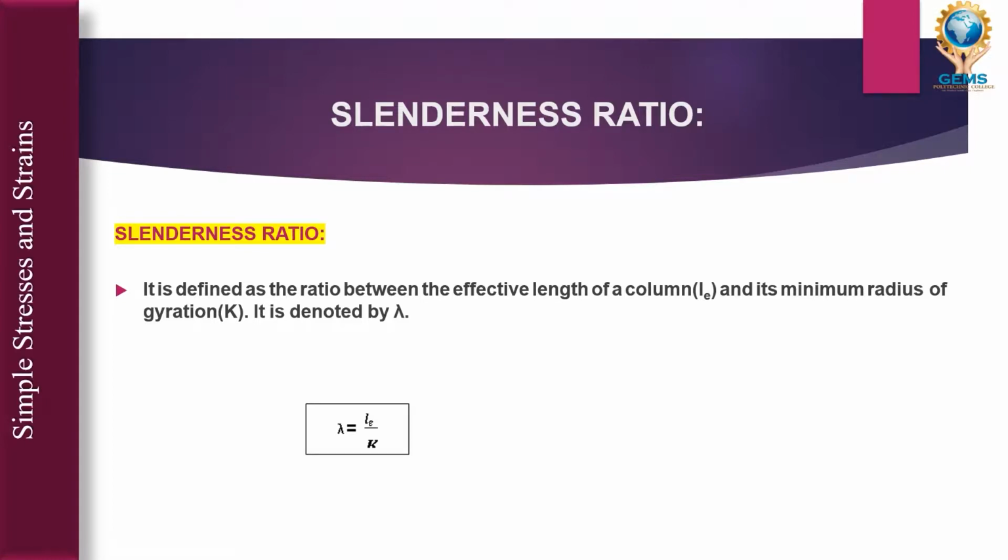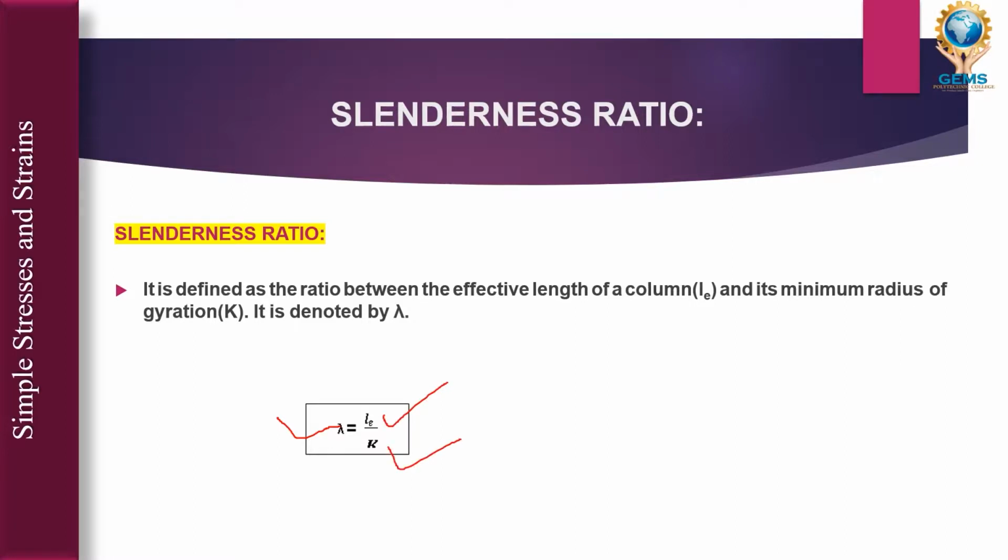Then sometimes they will ask you what is the symbol for slenderness ratio. So slenderness ratio is always denoted by the letter lambda. Actually lambda is the Greek letter, but we are using it all throughout the world. So what is the symbol for slenderness ratio? Lambda. You have to always keep in your mind. And lambda will be equal to LE divided by K. LE is effective length and K is minimum radius of gyration. Understand? These things you have to always keep in your mind.